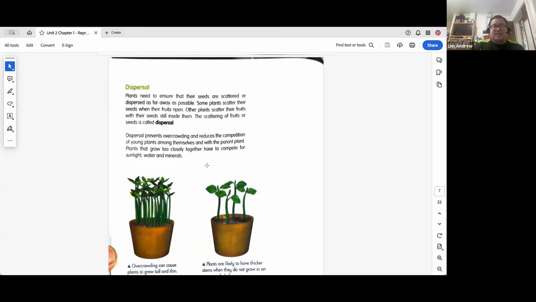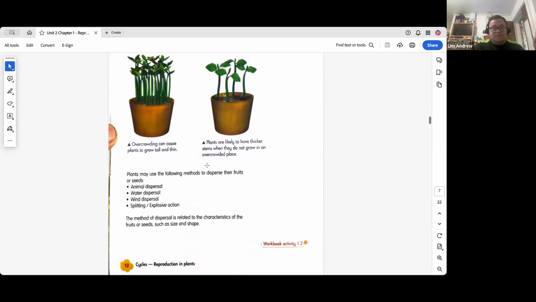All plants need to ensure that their seeds are scattered or dispersed as far as possible. This is to ensure that the plants don't get overcrowded. Let's imagine that all the seeds drop on the ground and grow into young plants. The young plants will be fighting for resources and nutrients with the mother plant. There's something that is not right. So therefore, the plants need to disperse the seeds as far as possible.